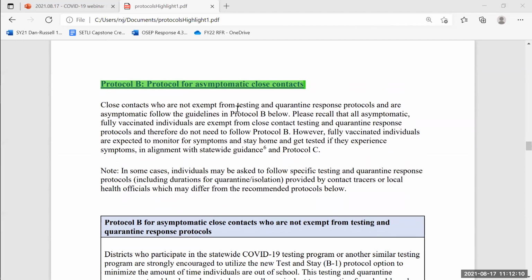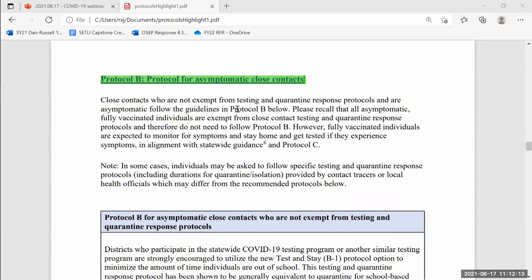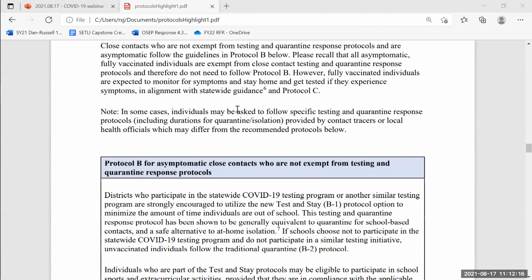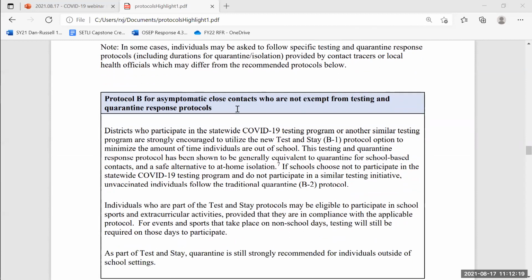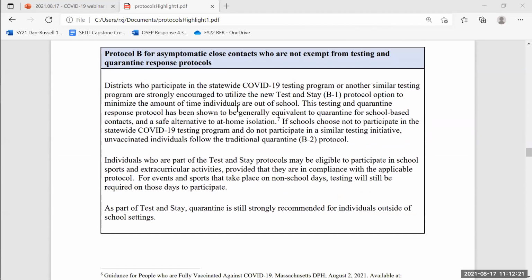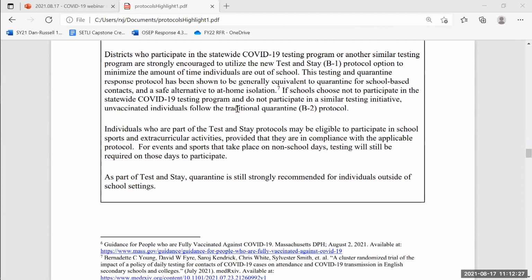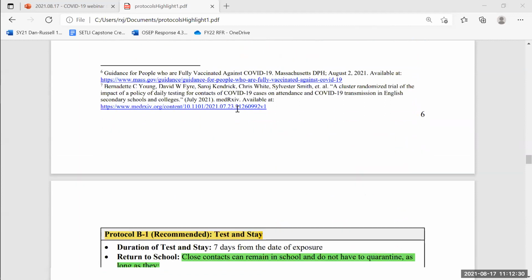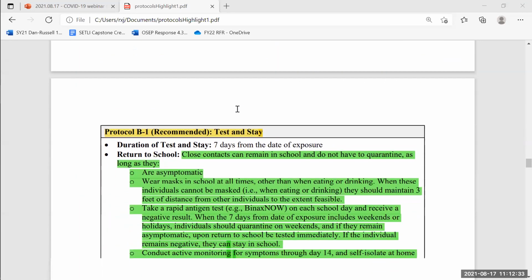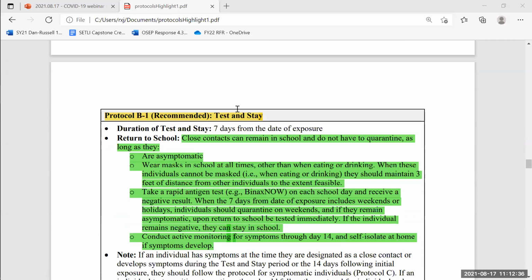Let's talk about our B protocol for asymptomatic close contacts. And we've broken this into a few different subcategories that are important to hone in on here. We can come back to this with some key information about test and stay, and some important information just to review at the beginning, but I wanted to show you the difference in our B protocols, starting with B1, which really goes into test and stay. And I really appreciate the interest that you've already shown us. We have lots of districts and schools signing up for our statewide testing program. And we're really excited to get started with you at the beginning of the school year.